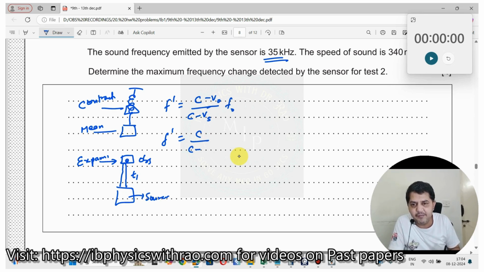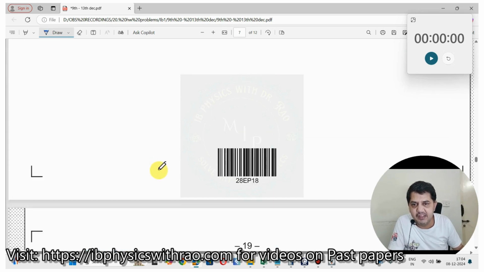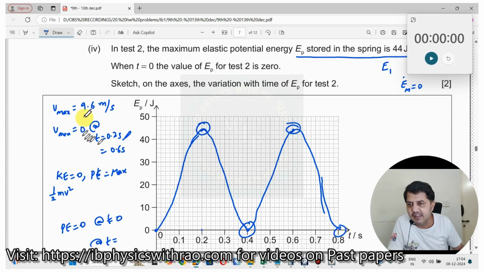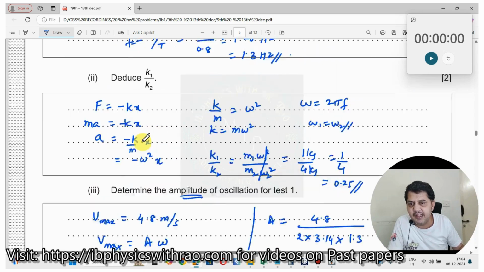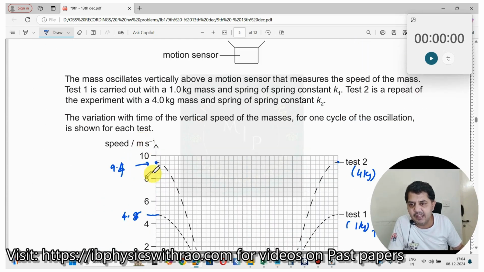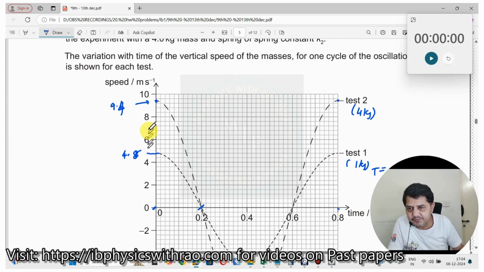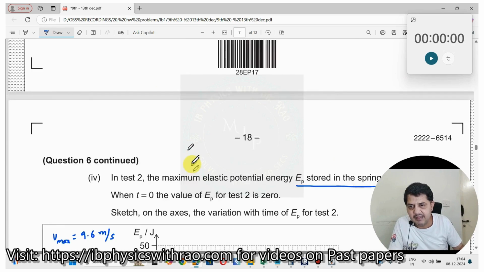Now what is the velocity? The maximum velocity I will take. What is the maximum velocity here? We already found out the maximum velocity here. I wrote this as 9.6. Where did I get it from? I got it from here, see, right? So I have written 9.4 here. This 8, 8.4, 8.8, 9.2, 9.4. Sorry, 9.4. I take this as 9.4.